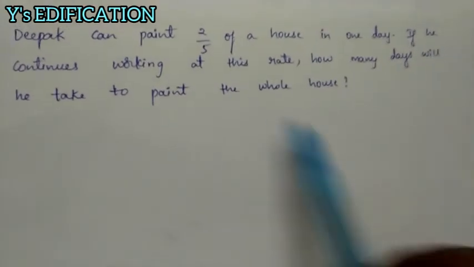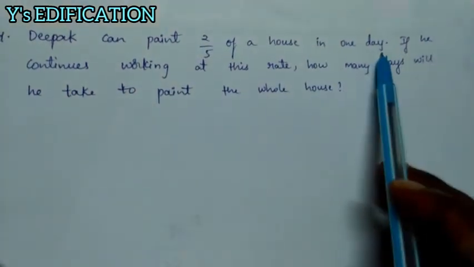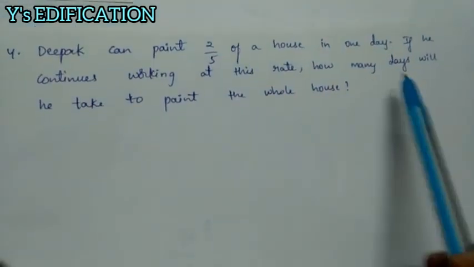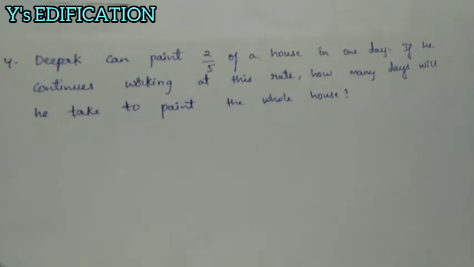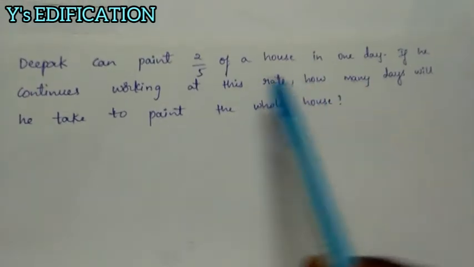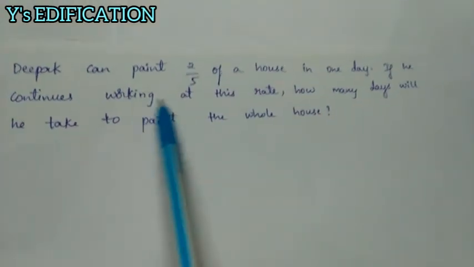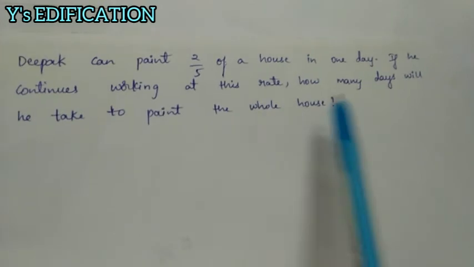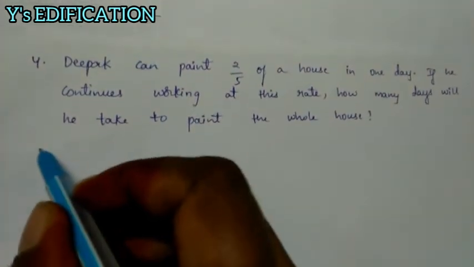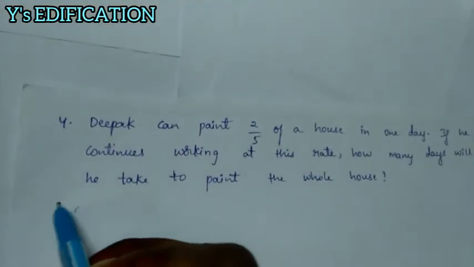Coming to the next question. Deepak can paint 2 by 5 of a house in one day. If he continues working at this rate, how many days will he take to paint the whole house? Okay. So here a boy is painting a house and each day he can paint 2 by 5 part of the house. So if he does the same work, how many days will it take to complete the whole house? So what is the ratio of the whole house? Whole house means the ratio is 1.